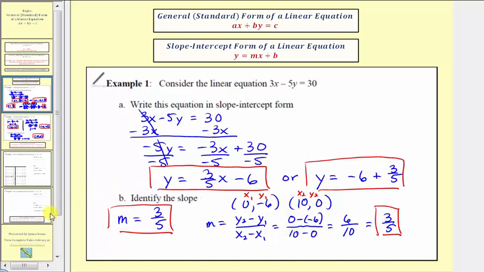I think we'll stop here for this part. In part 2, we'll focus on graphing a linear equation given in standard form.